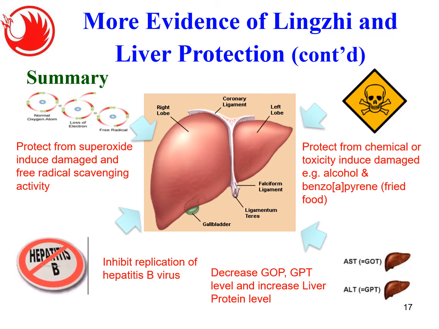In summary, the key takeaway from all this research is that, first, Ganoderma is able to protect the liver from induced damage. Second, it inhibits the replication of hepatitis B virus. Third, it lowers the GOT-GPT liver enzyme level; when you lower that level, it means your liver function is performing well. Fourth, it increases the liver protein level. Fifth, it protects the liver from toxic chemical damage.